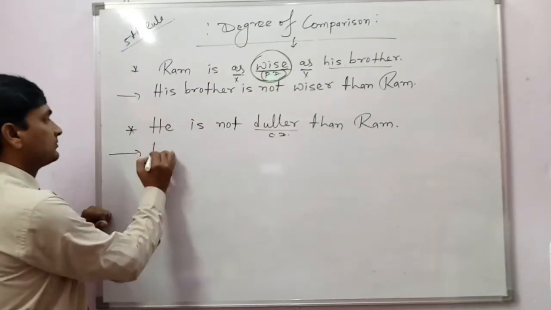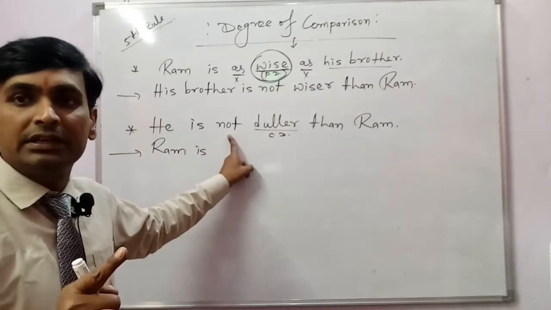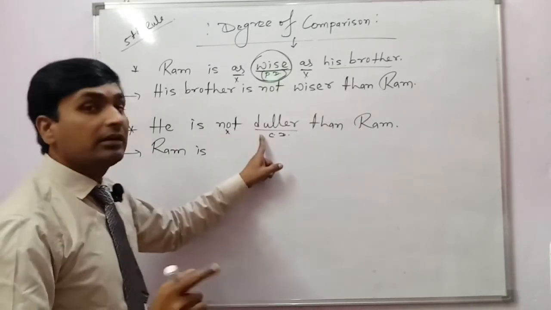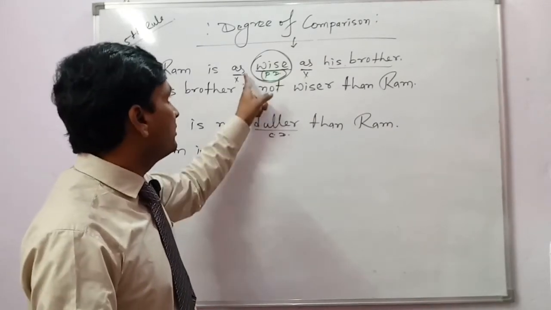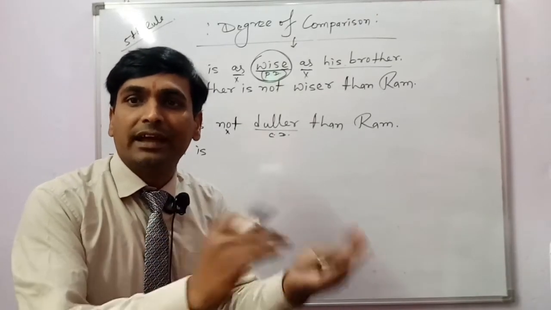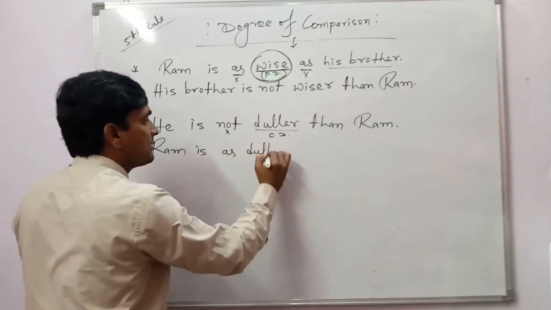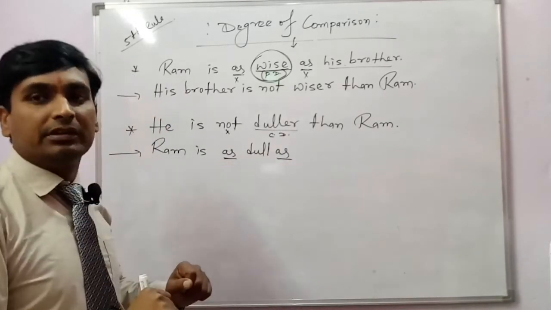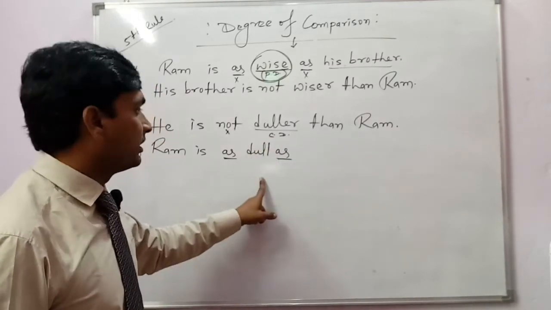I am writing Ram, then is, and as I had told, in case of a negative sentence you have to remove not. So here I am just removing not, right? And then duller is comparative, so we have to change it into positive. So it will become dull as. Dull will be where? Inside as. Inside as there is always positive degree, remember. So Ram is as dull as. Duller has been changed into positive degree, right?